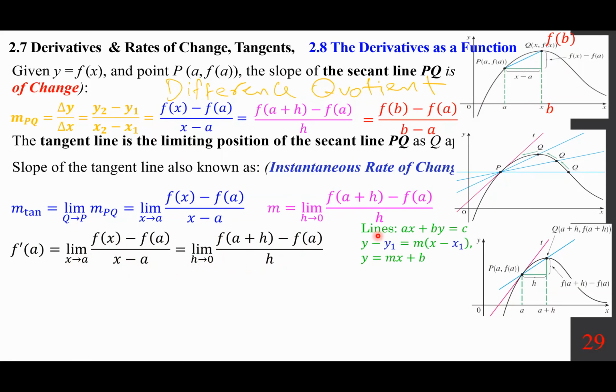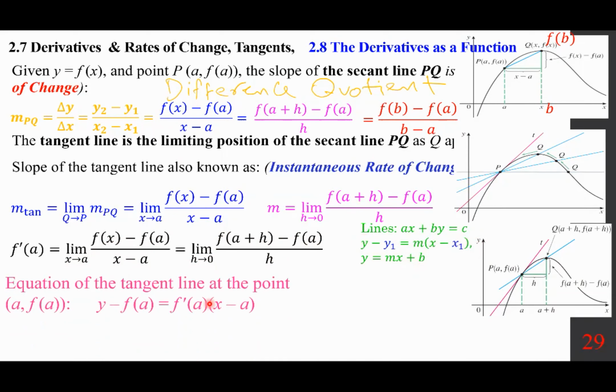Now, we know standard form of an equation of a line: ax plus by equals c, point slope y minus y1 equals m times x minus x1, and slope intercept form is y equals mx plus b. And we use the point slope, and I hope you realize this formula is really the point slope. You don't have to memorize it. Y minus f of a is y sub 1. F prime of a is m, x minus a is x sub 1. And of course, we should solve it for y, put it in slope-intercept form as always.